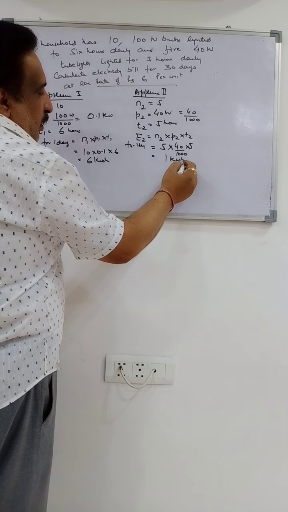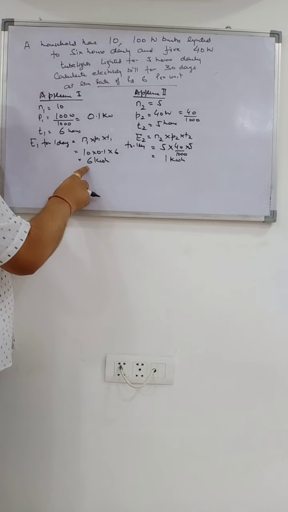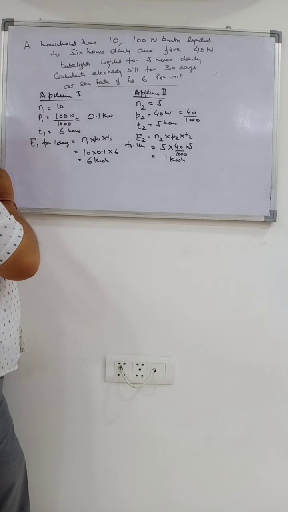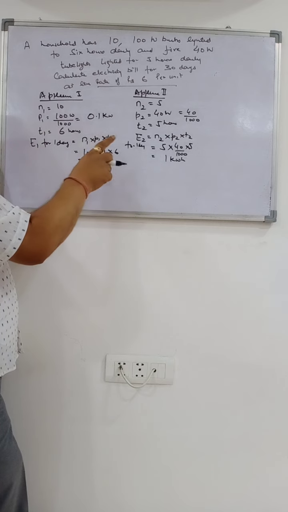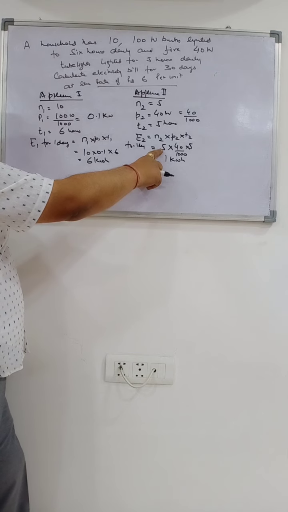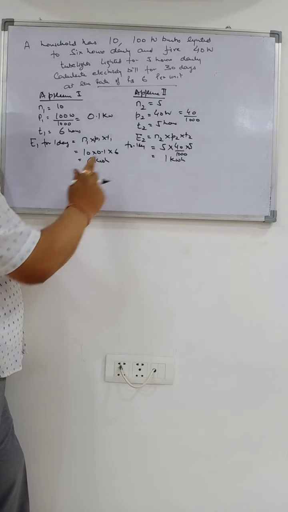1 kilowatt hour. 6 kilowatt hour एक दिन में ये use करेंगे, 1 kilowatt hour एक दिन में ये use करेंगे. Is that clear? That is 6, this is 5. Okay. So this is 6, this is 1. 1 क्या हुआ? 5 appliances 40 watts की 5 hours के लिए.